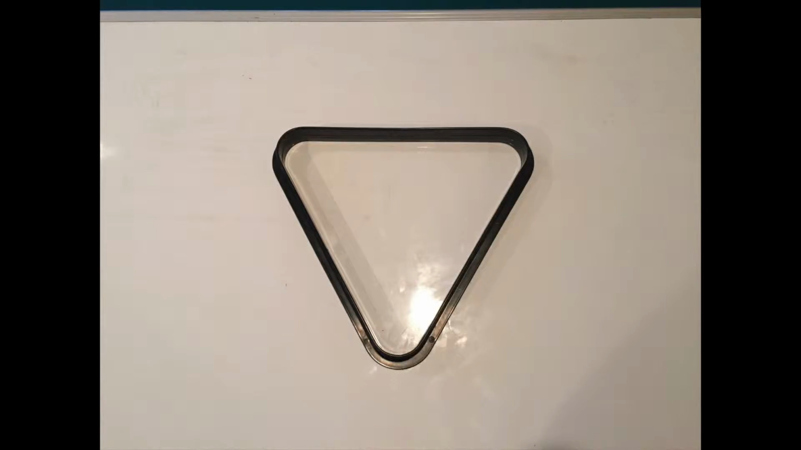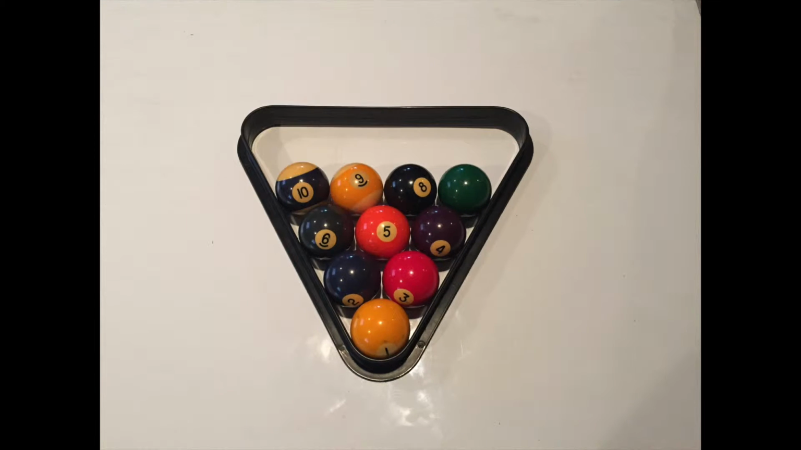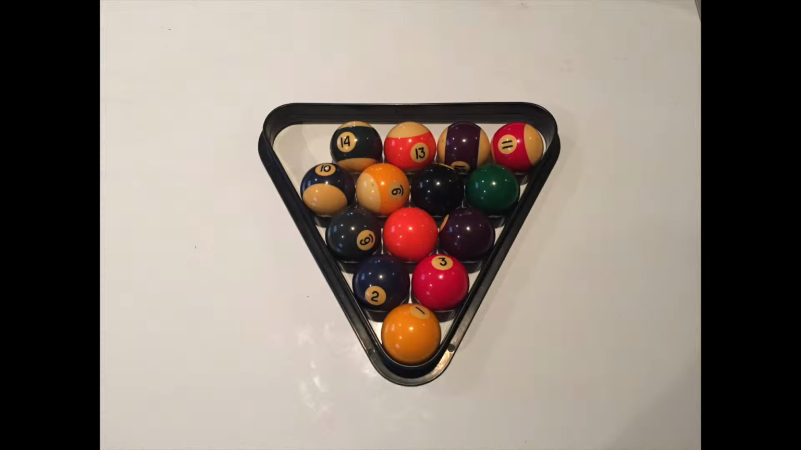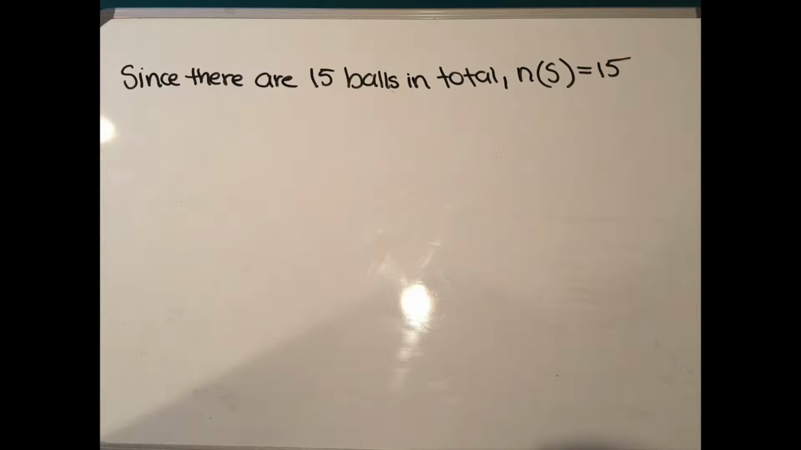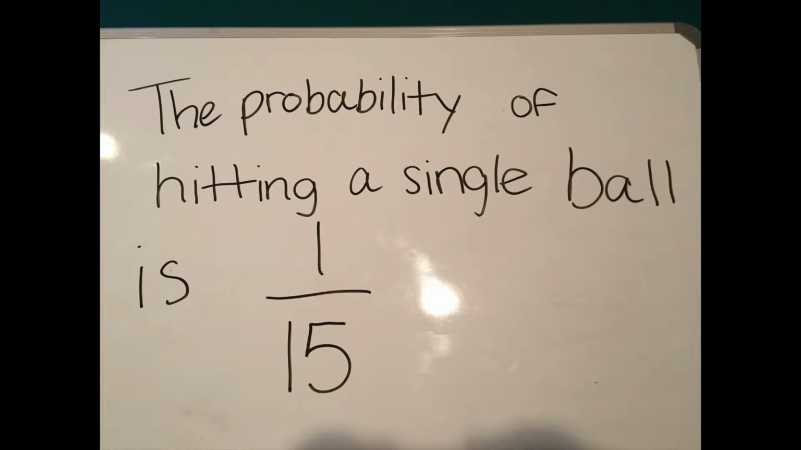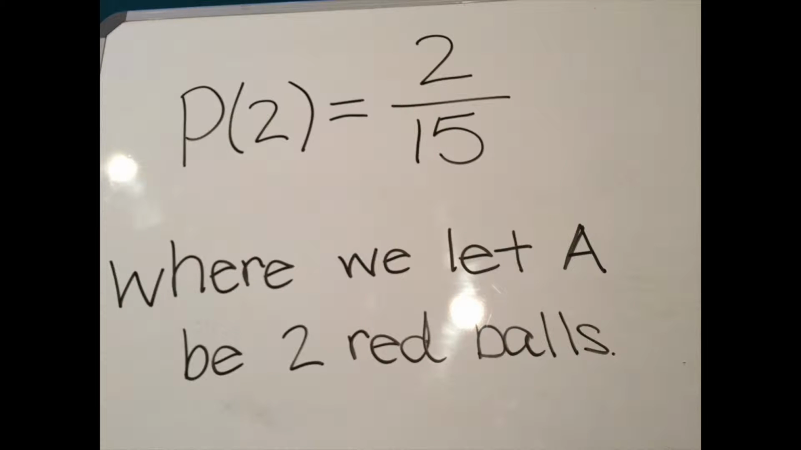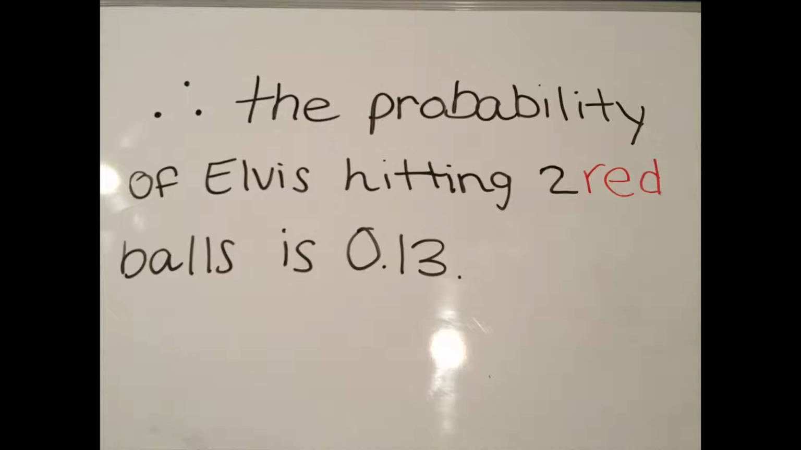There are 15 pool balls in a standard game of pool. What is the probability of Elvis hitting a red ball if there are 2 red balls? Since there are 15 balls in total, N(S) equals 15, we'll be using the general probability formula. Therefore, the probability is 0.13.